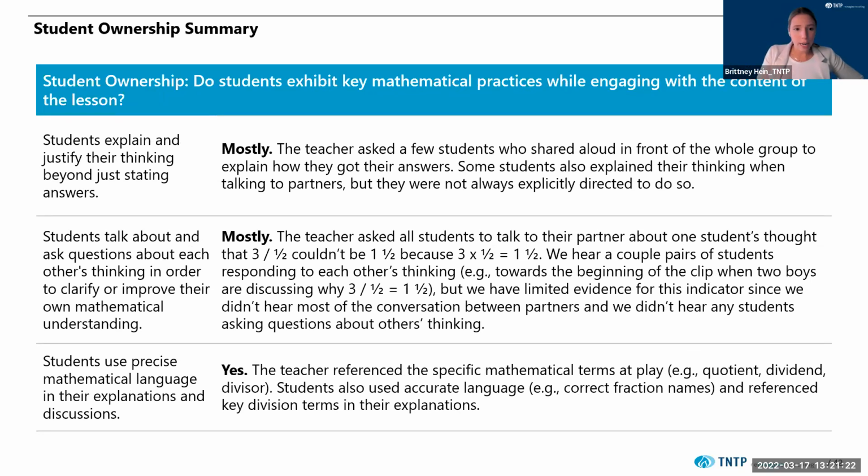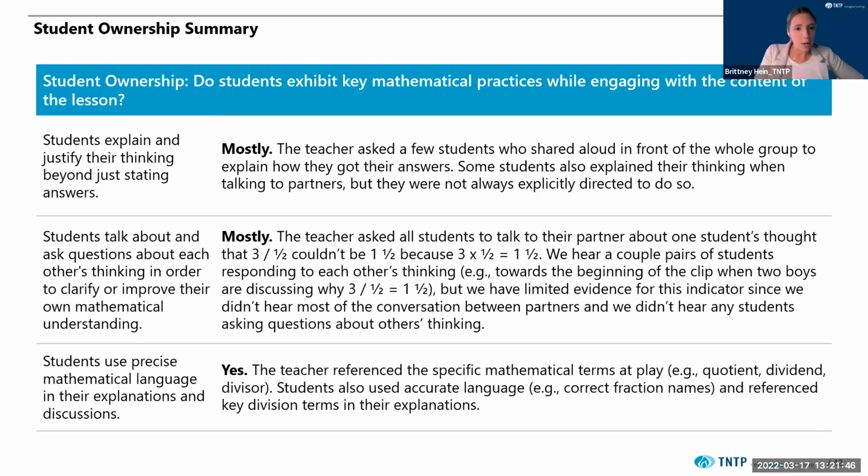And then a couple of indicators were also rated as a mostly. For the first one, it's a mostly because the teacher asked a few students who shared aloud in front of their whole group to explain how they got their answer. And then some students also explained their thinking when talking to their partners, but they were not always explicitly directed to do so. So we're looking for that explicit direction to have students elaborate more.